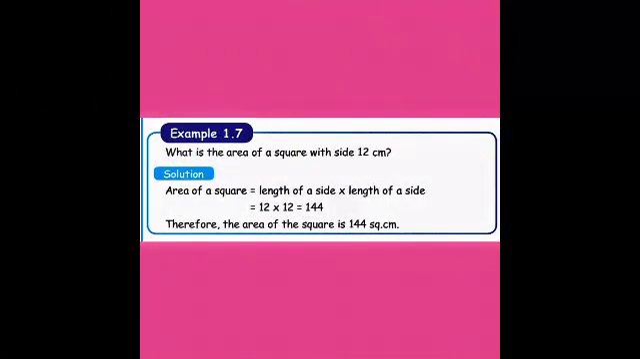What is the area of a square with side of 12 centimeter? So the direct question is there. We want to find the area of a square. For that we know the formula, length of a side into length of a side. So 12 multiplied by 12 is equal to 144. Therefore the area of the square is 144 square centimeter.